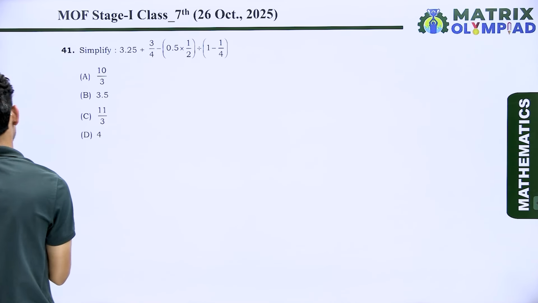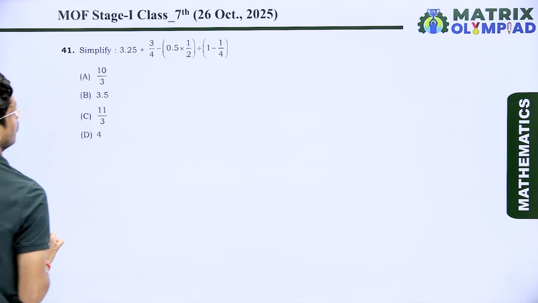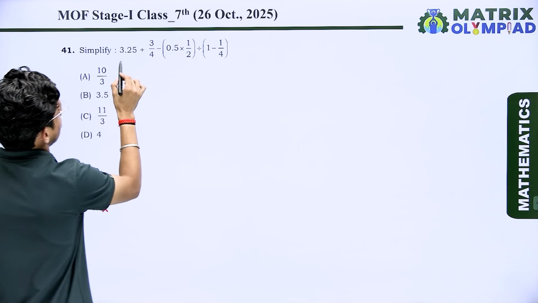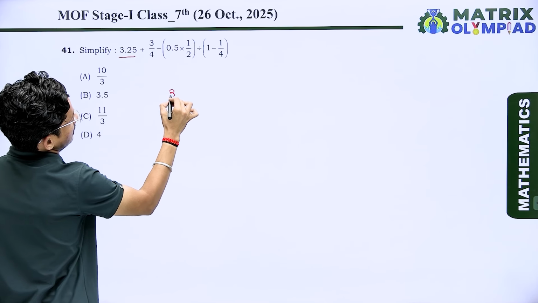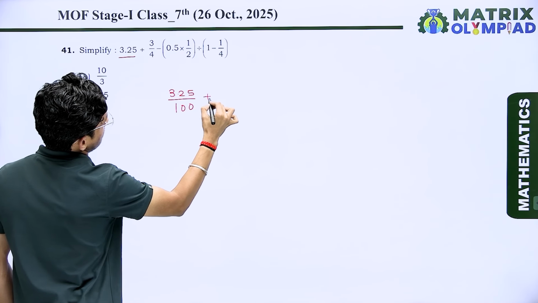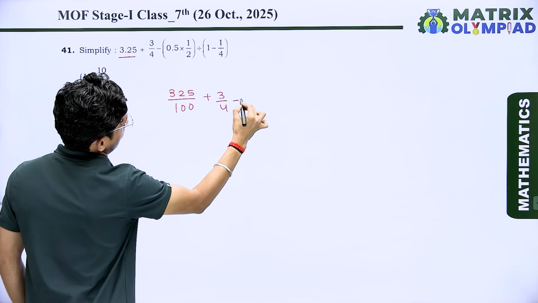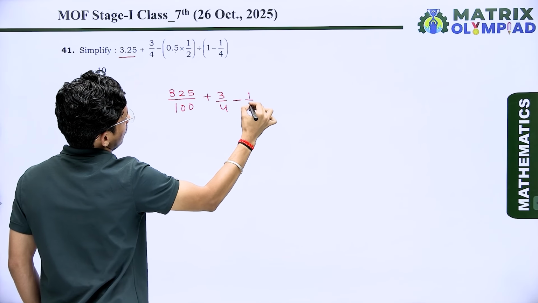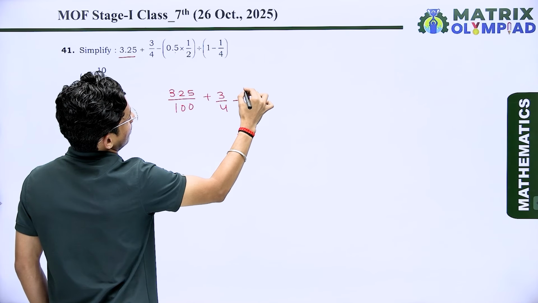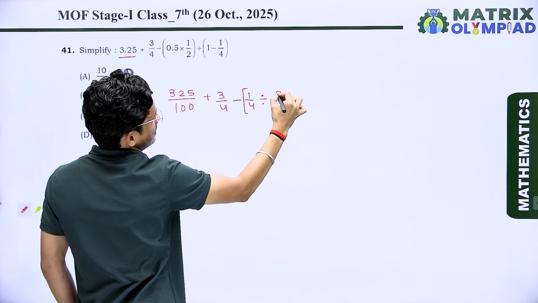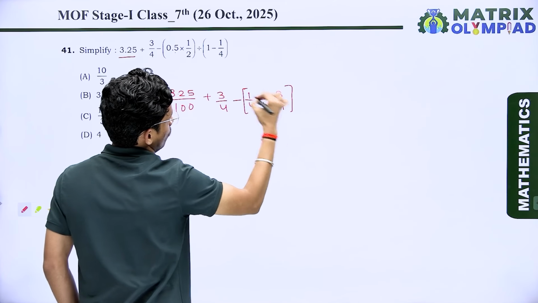So now if I talk about the next question, which is again based on simplifying. So first we have to simplify it. So I can write here 3.25. So I can write here 325 upon 100 plus 3 by 4 minus 0.5. It means 1 by 2, and 1 by 2 multiplied by 1 by 2 is 1 by 4. Divided by 1 minus 1 by 4. It means 3 by 4.